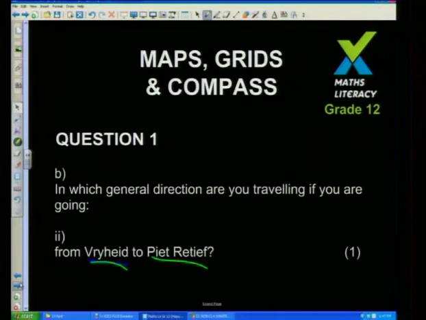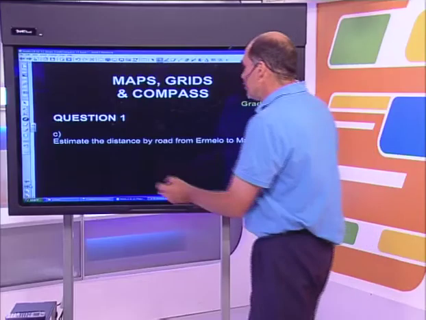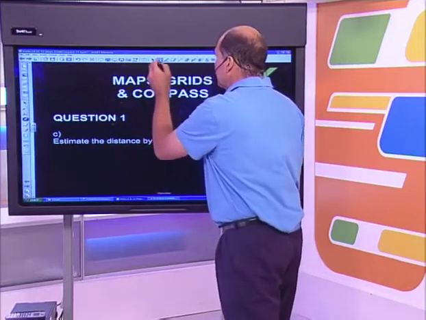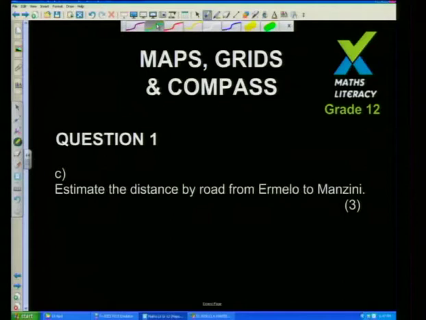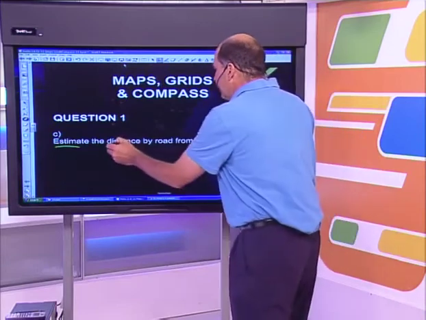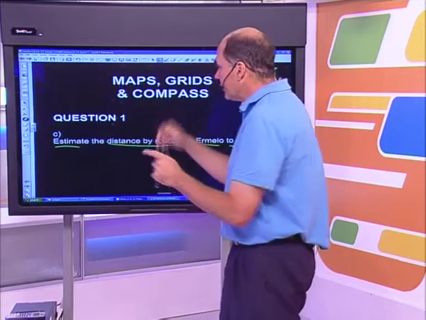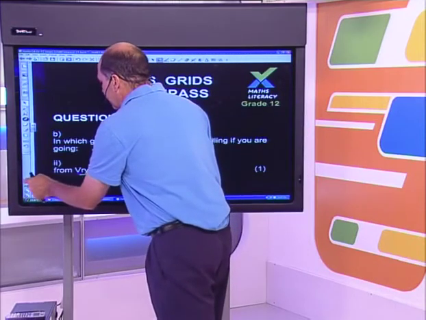Okay, I think there's time for one more question before we go and find where Peter is. So let's have a look at our next part of this question, and it's a really interesting one. It says to us to estimate the distance. Now, estimate. Good skill. Sometimes we haven't got time to do all the calculations to be really accurate. We just want an estimate, okay? Estimate the distance by road from Ermelo to Manzini. Now, remember we asked about the direction from Ermelo to Manzini. Now it's done two things. It said estimate and it said by road. Now, let's go and have a look at our map so that we can get that right.